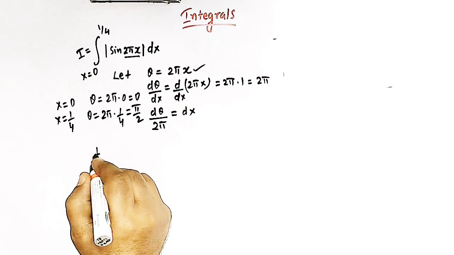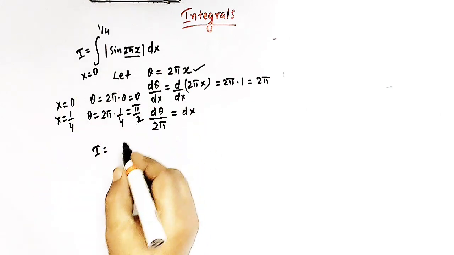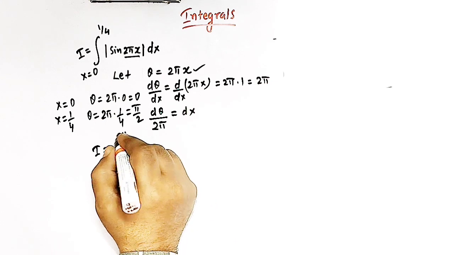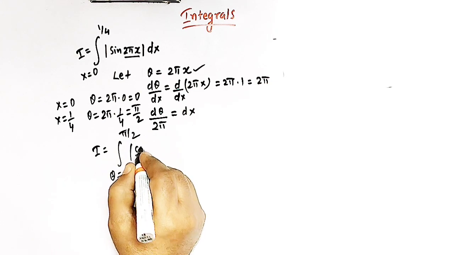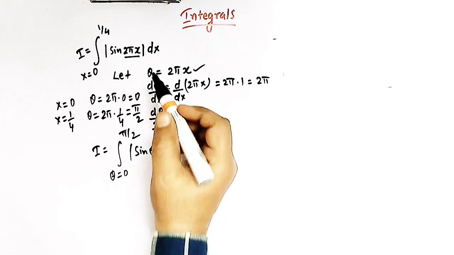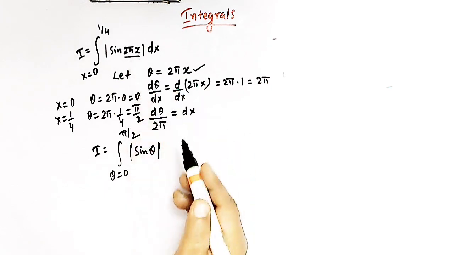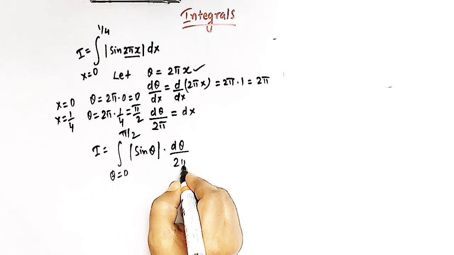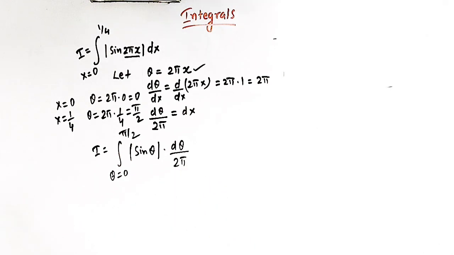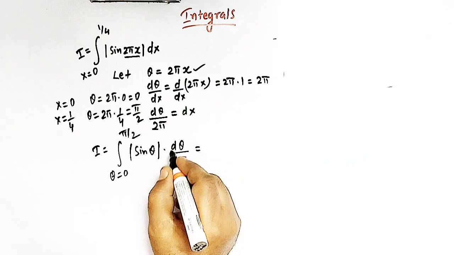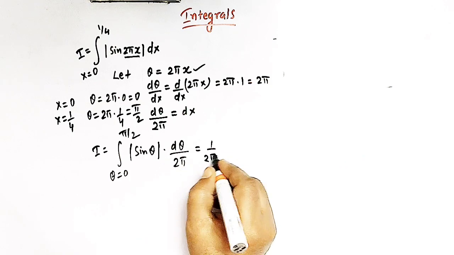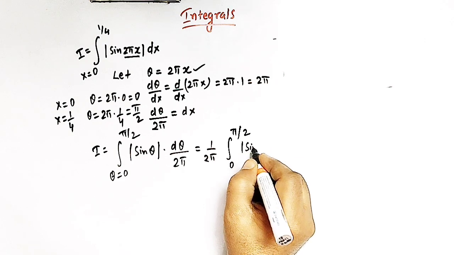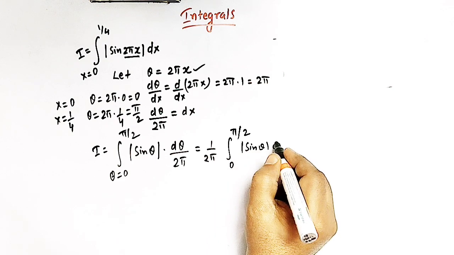So now this integral I can take the form in terms of theta, that is theta varies from 0 to pi by 2, and here we have mod of sine theta. For 2 pi x we write theta, and for dx we can write d theta over 2 pi. So now taking 1 over 2 pi outside the integral, we have 0 to pi by 2, and here we have mod of sine theta and d theta.